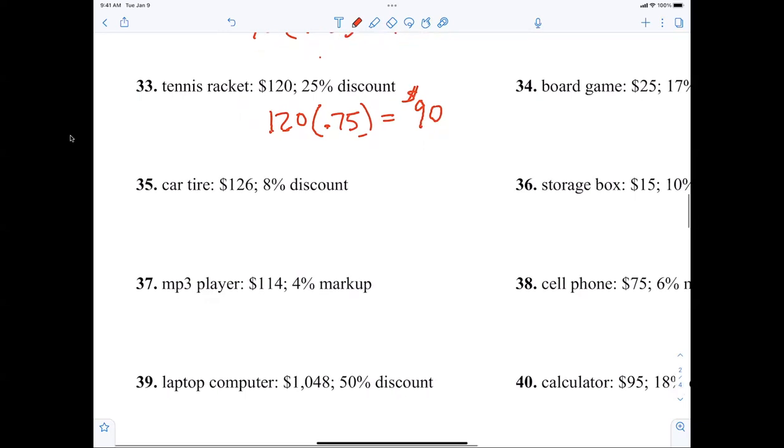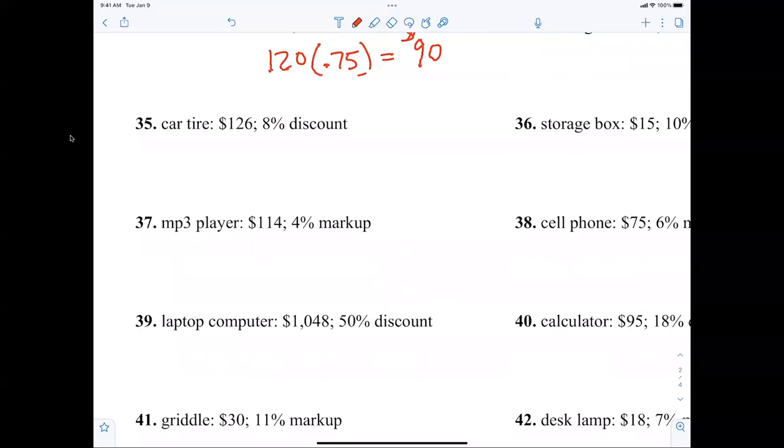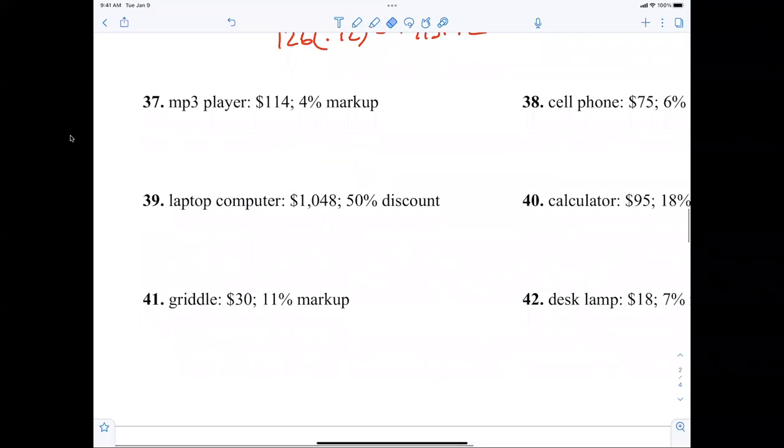All right, next. Finley, go ahead. Thank you, sir. $115.92. Anybody else get that? Yes. All right, that seems like we're good now. All right, go ahead, Quinn. $114 times 1.04. Okay, I like that. What is it? $118.26. $118.26. All right, I like that.